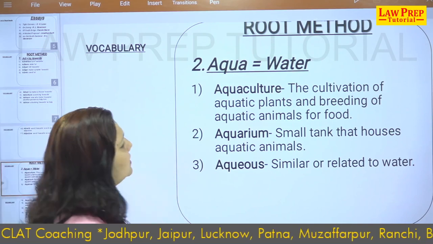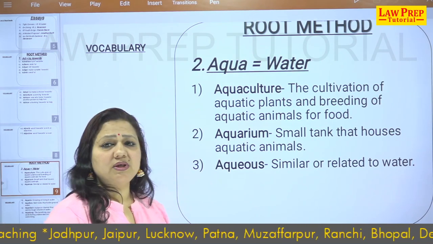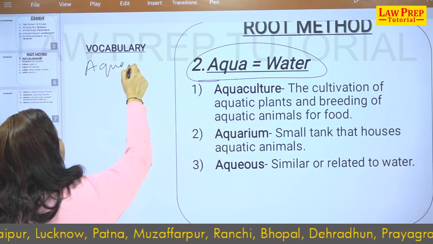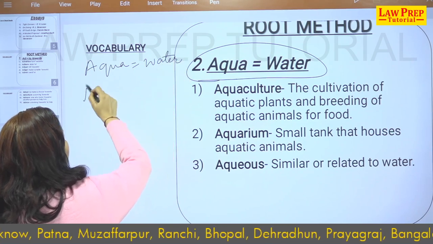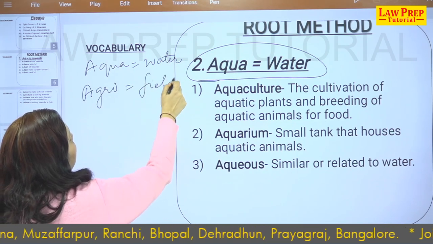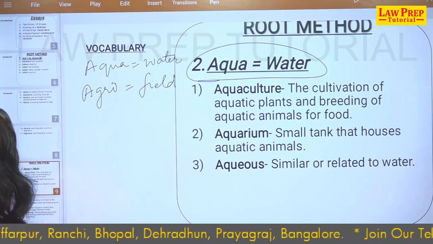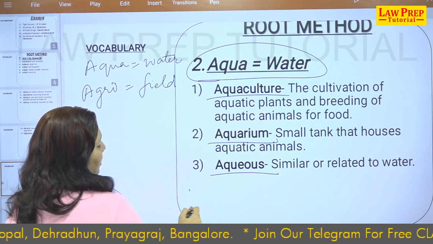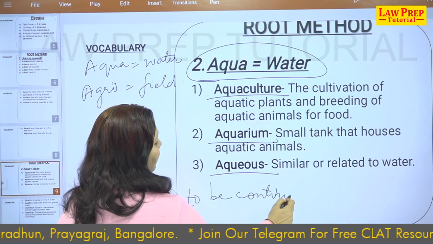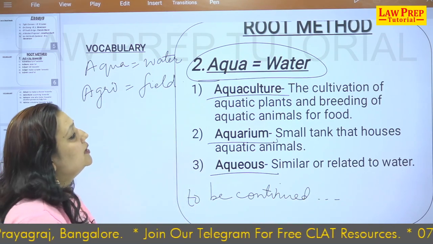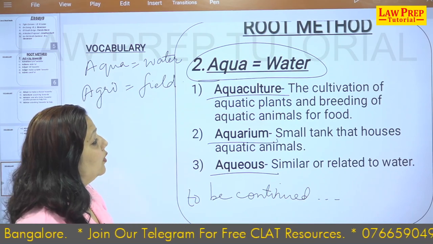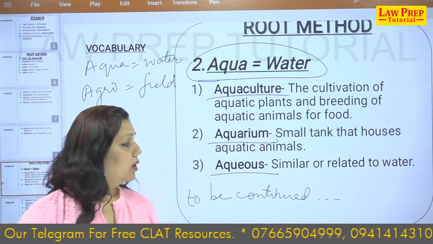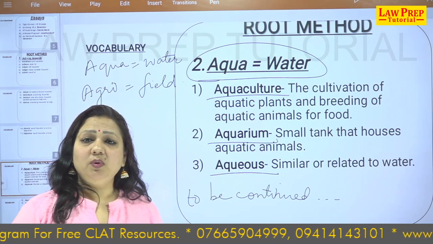We are going to go through the words once. Aquaculture is the cultivation of aquatic plants and breeding of aquatic animals for food, right? So please keep in mind that the root aqua means water. When we have agri linked with this, that is field, aqua and agri merged together can give various words. We will be taking up more examples. These were three very simple examples, and I will continue with aqua in the next lecture of our vocabulary series. Aquarium is a small tank that houses aquatic animals, the animals which live in water. And aqueous is something related or connected with water, right?